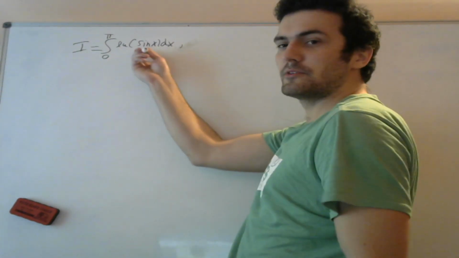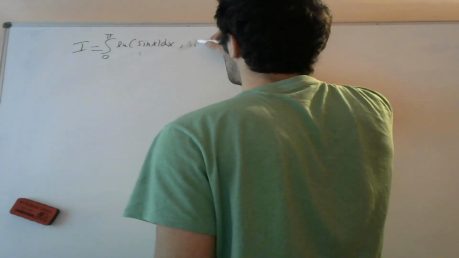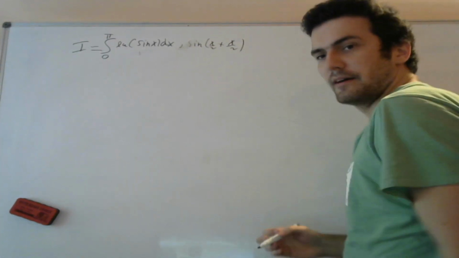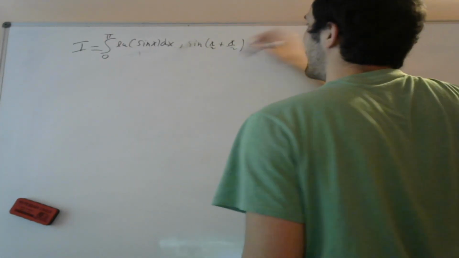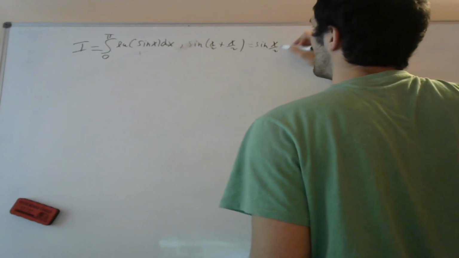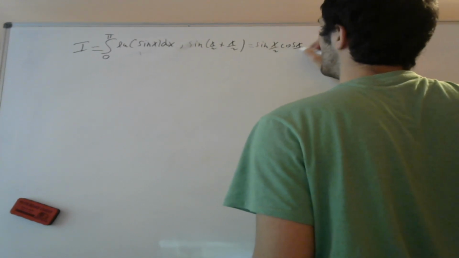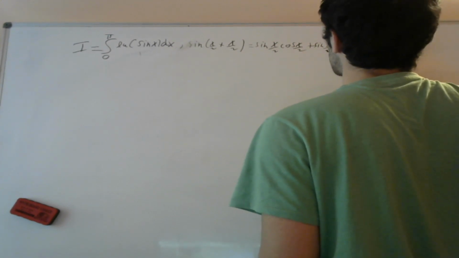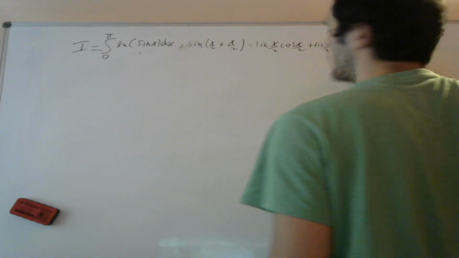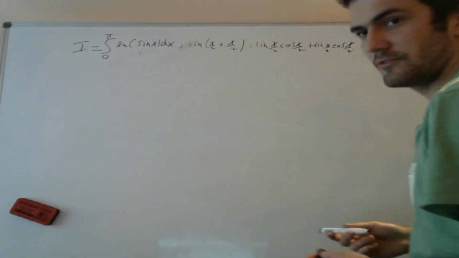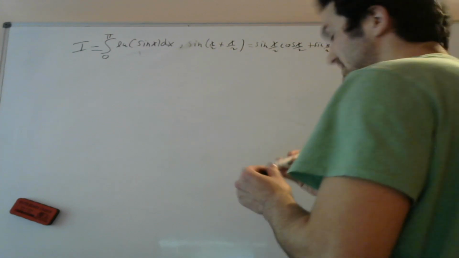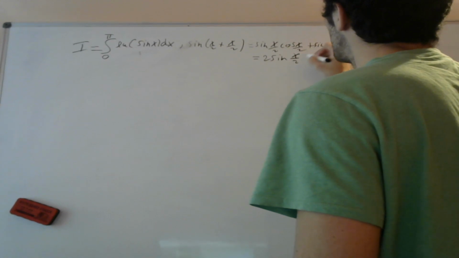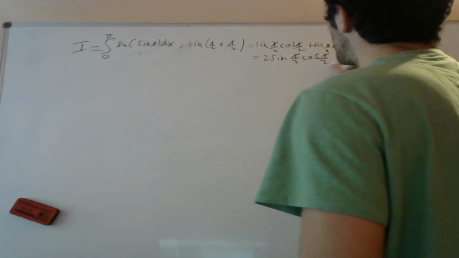Okay, we will rewrite sine of x as sine of x over 2 plus x over 2, and we will get sine of x over 2 cosine of x over 2 plus sine of x over 2 cosine of x over 2. Of course, that's the formula for the addition of angles of the sine. So this gives us 2 sine x over 2 cosine of x over 2.